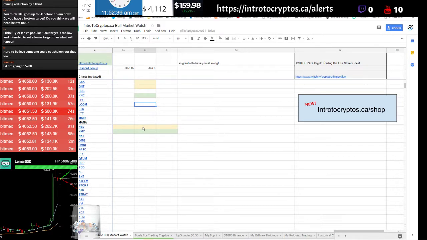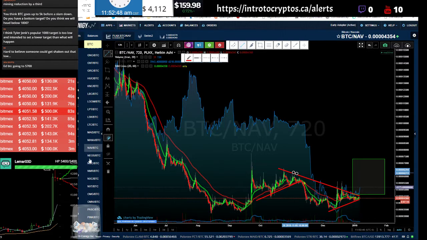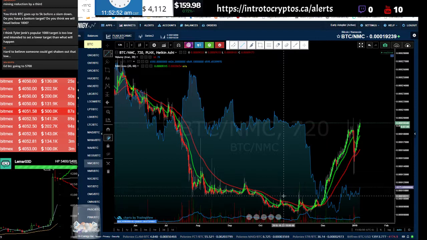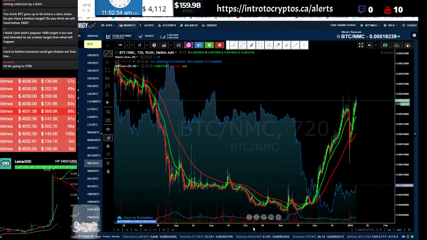And that is down to NAV, so it's already marked as an alert from a previous study. Let's go into Namecoin. Namecoin has a couple great examples in it. Look at this 1, 2, 3 bottom formation. Great consolidation pattern here in November.